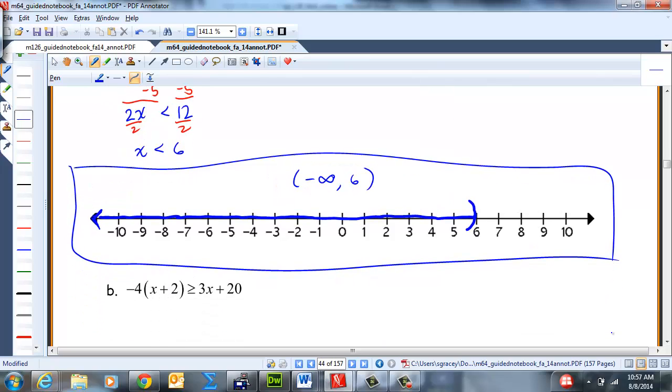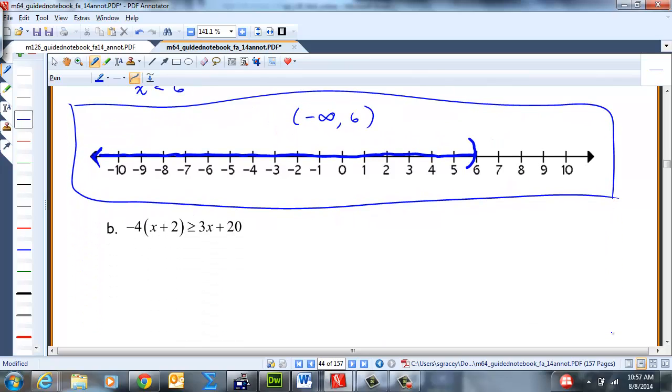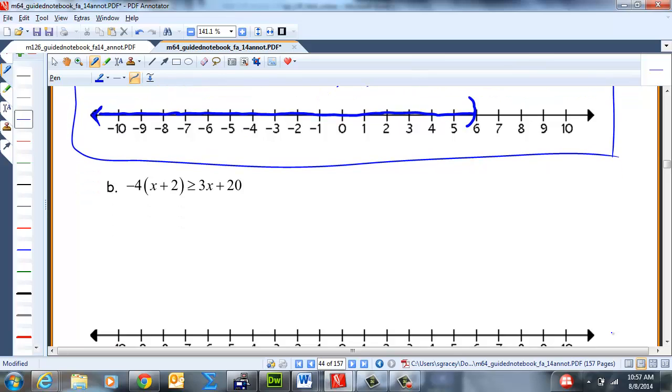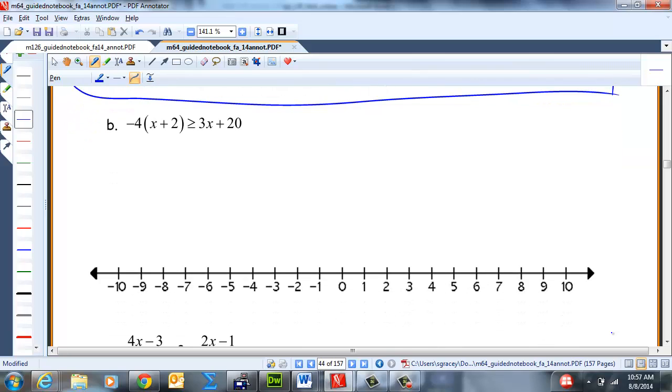Okay, so part B. At any time, feel free to pause the movie and try these problems yourself, or you can just follow along with me. So for this one, we need to distribute that -4 through that binomial x plus 2. So we'll get -4 times x minus 8 is greater than or equal to 3x plus 20.